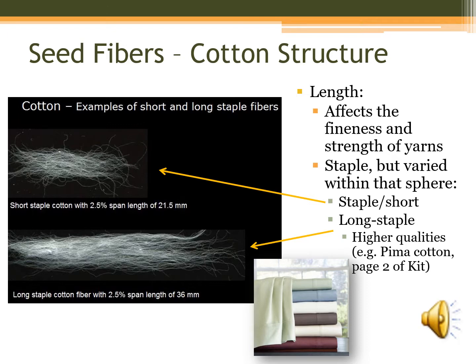So what that translates to is an effect on the fineness and strength of the yarns. The longer staple fibers tend to be of a little bit higher quality, they're stronger. An example of that is Pima cotton, and I'm not sure if you've ever seen Pima cotton sheets before, but those are acknowledged to be a bit higher quality of cotton based on the fact that they come from a longer staple cotton fiber.